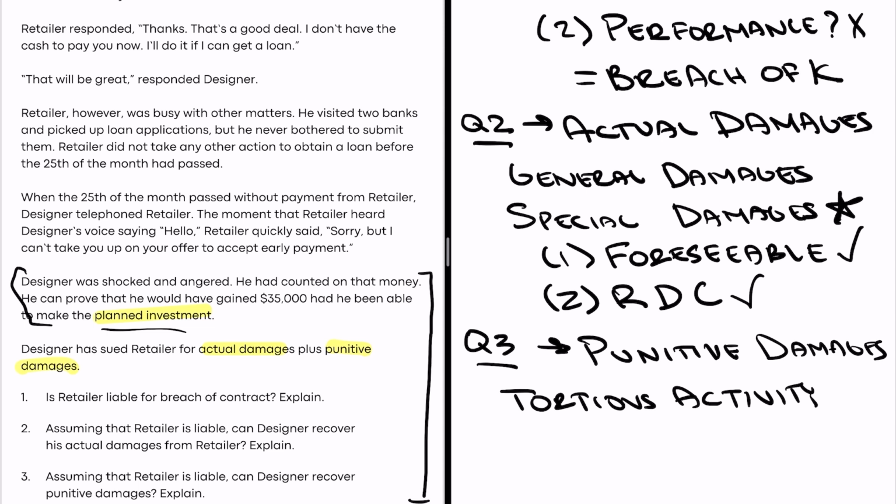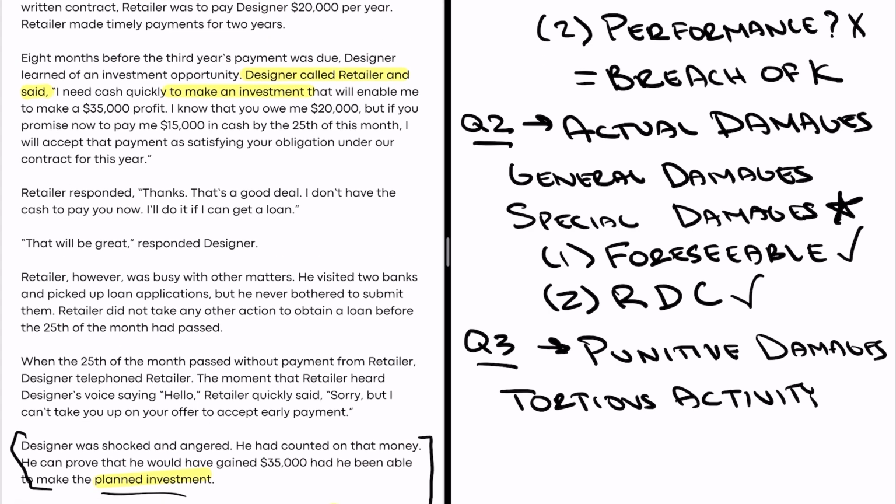And then the facts tell us that he can prove that he would have gained $35,000 had he been able to make the planned investment. It does seem that he can prove these damages with a reasonable degree of certainty. So I'm already thinking, in question number 2, assuming that retailer is liable, it does seem likely at this point that designer will be able to recover that $35,000, those special damages unique to him, because those damages are foreseeable and he can prove them with a reasonable degree of certainty. So that's where I'm leaning on question number 2.